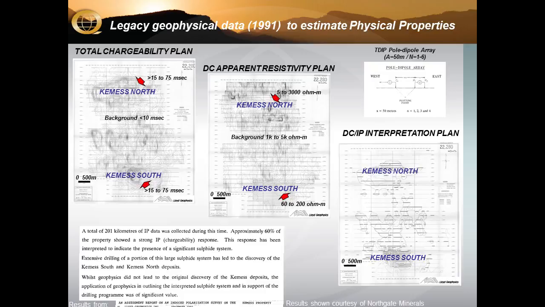So here, hard to see, I think, are the old data sets, contour maps of old dipole-dipole data and pole-dipole data. And from these data sets, we were able to reasonably accurately estimate the physical properties across the known mineralization at Chemis, south and north.